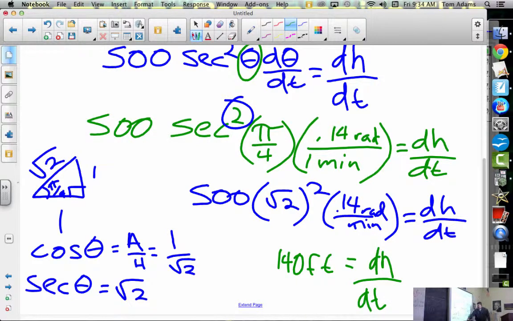Sorry about the sloppy handwriting, but the smart board isn't being very smart today. Okay? And that's 140 feet per minute.